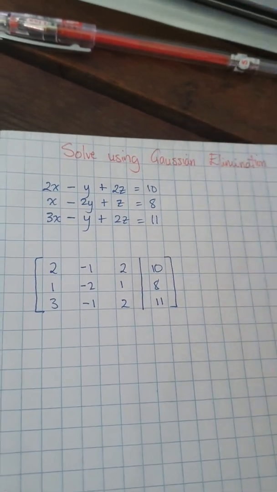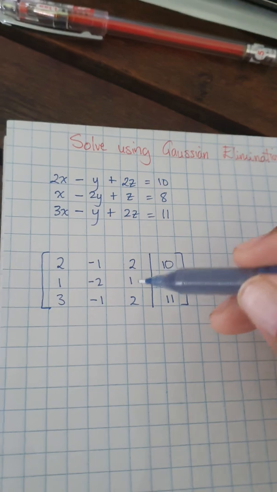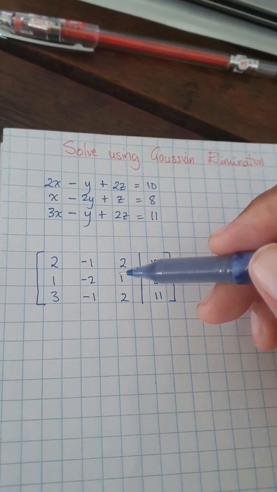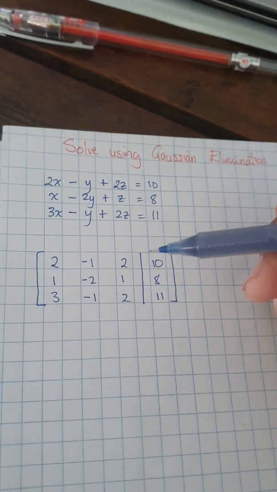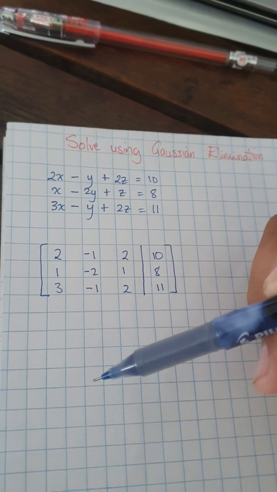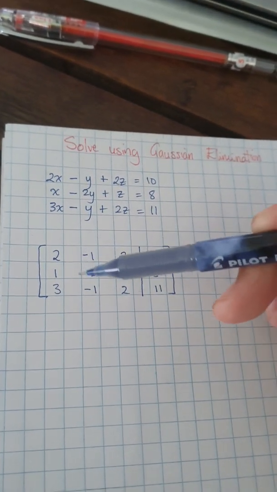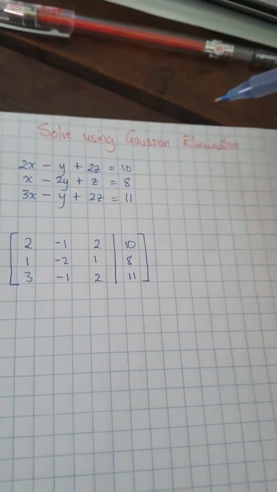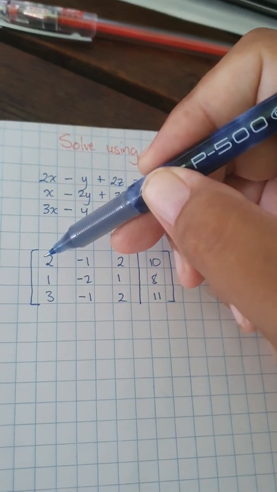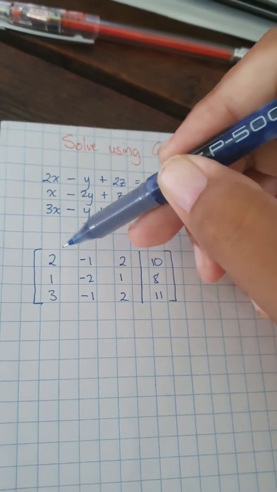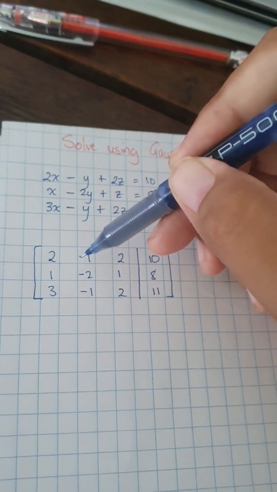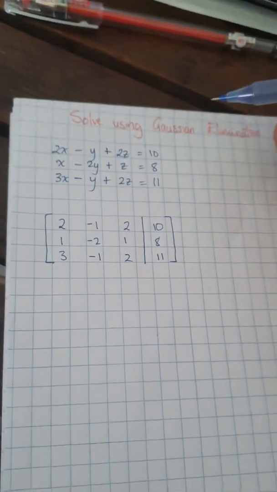Here, first of all, you need to write it in augmented form. And then we have to apply our EROs, which are our formulas, so that this side looks like an identity matrix. But since we're dealing with Gaussian elimination, we still need our leading 1s, but only zeros below the leading 1. Okay, so let's start off.